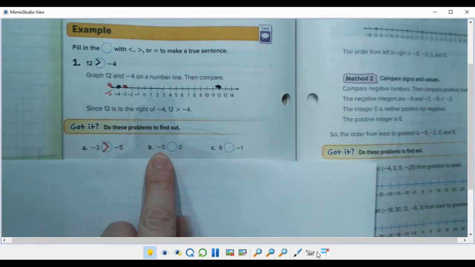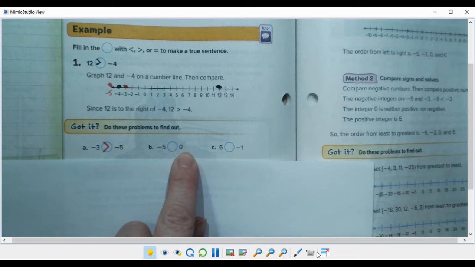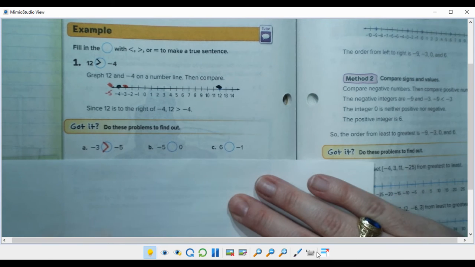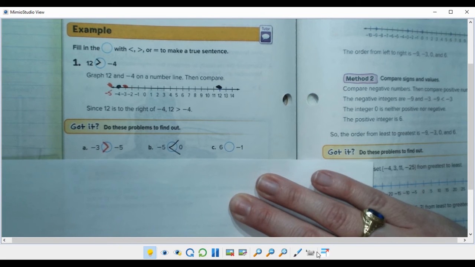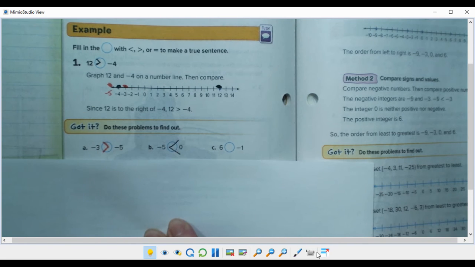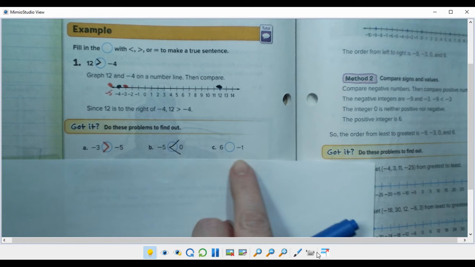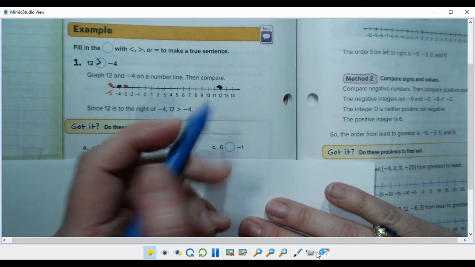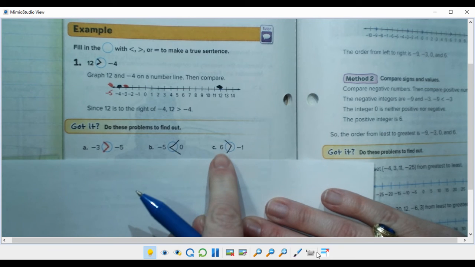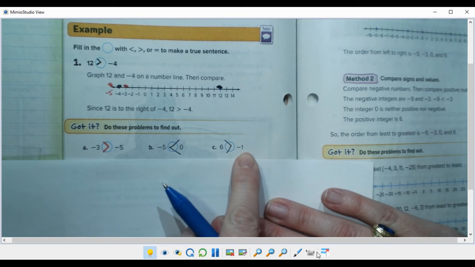Okay, we've got -5 and 0. 0 doesn't get a sign, but you know that negative numbers are smaller than 0, right? So without having to worry about the digits, I know that -5 is less than 0, just by definition of negative. And then our final example here, we're comparing +6 and -1. Positives are always going to be bigger than negatives, so I can say 6 is greater than -1.